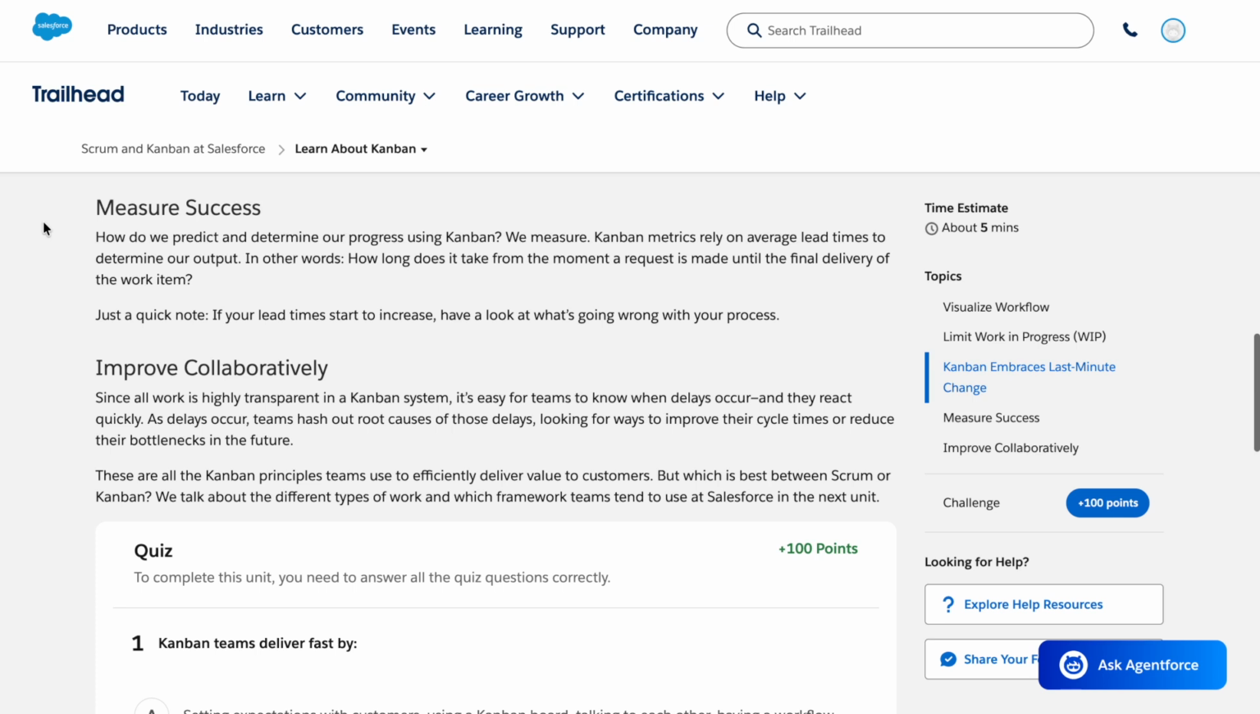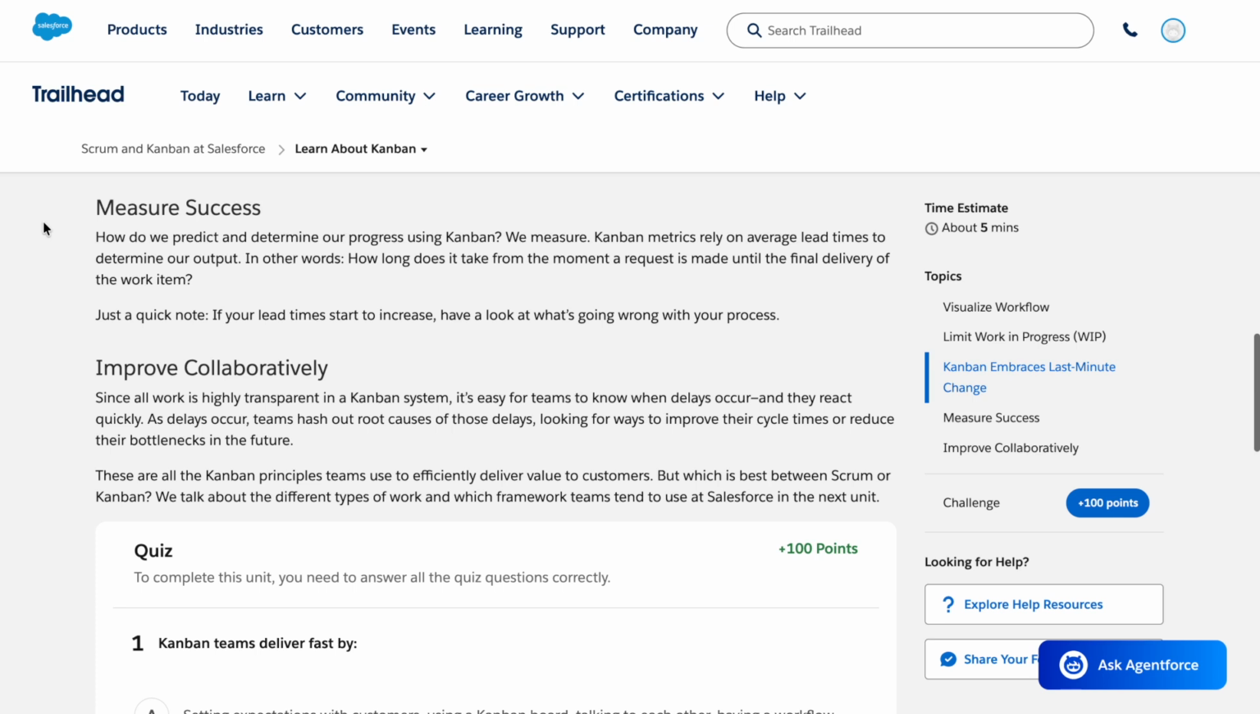Improve collaboratively. Since all work is highly transparent in a Kanban system, it's easy for teams to know when delays occur, and they react quickly. As delays occur, teams hash out root causes of those delays, looking for ways to improve their cycle times or reduce their bottlenecks in the future.